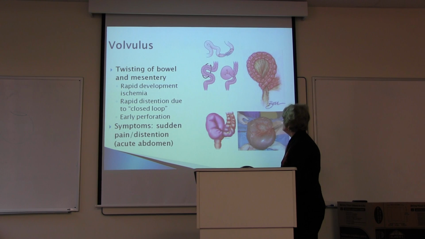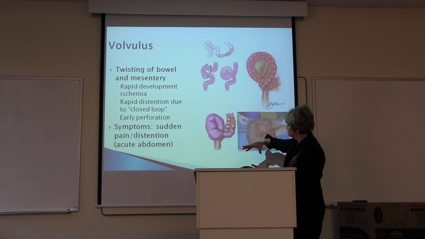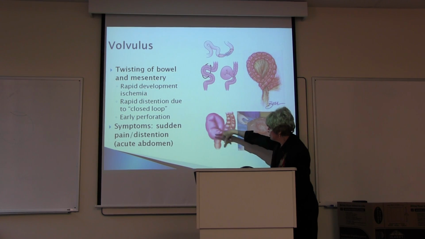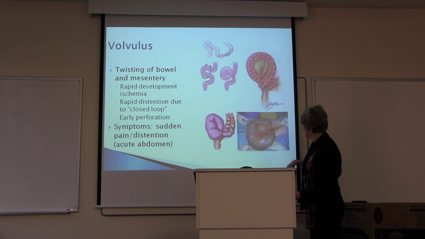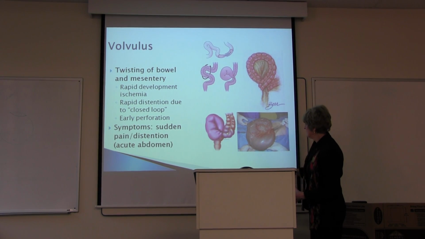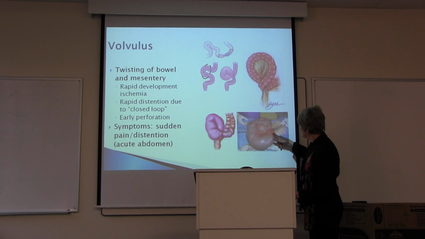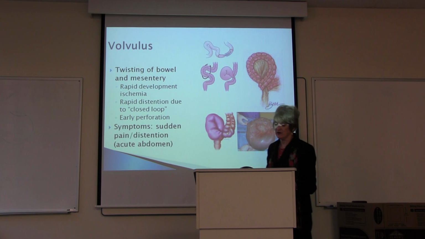Okay, now this shows you this loop of bowel that is rapidly distending and becoming progressively ischemic, and this shows you an actual bowel at surgery. And look how massive the distension is. There's already perforation, and you can see the bowel is very dusky because of the twist in the mesentery.